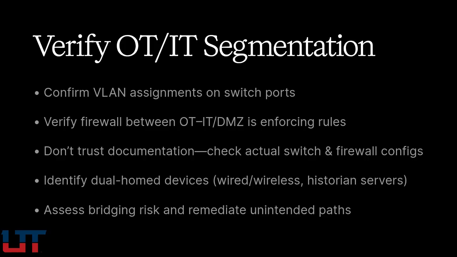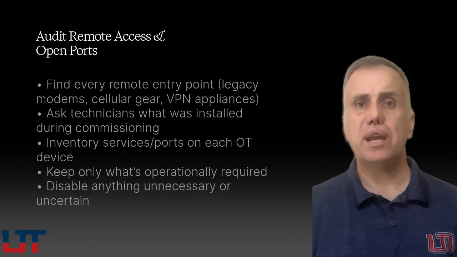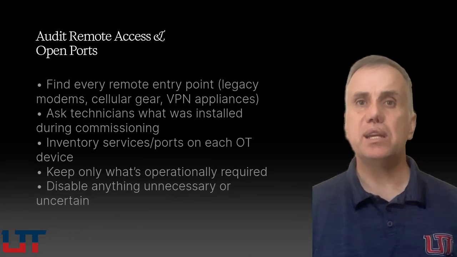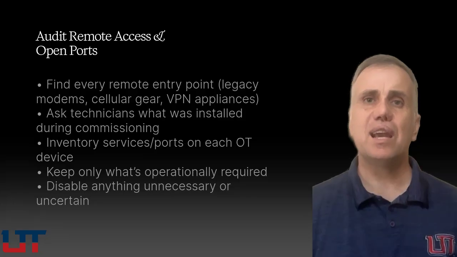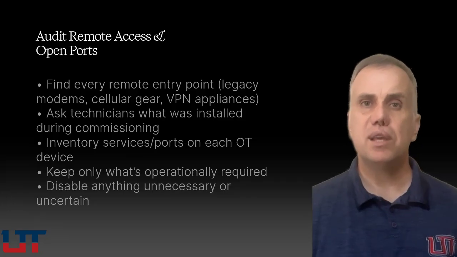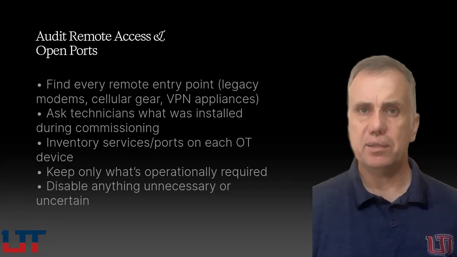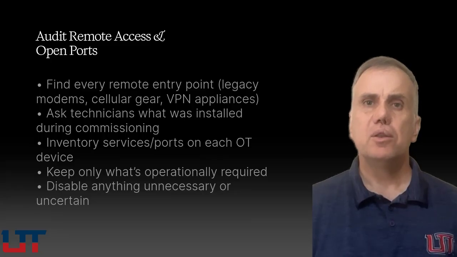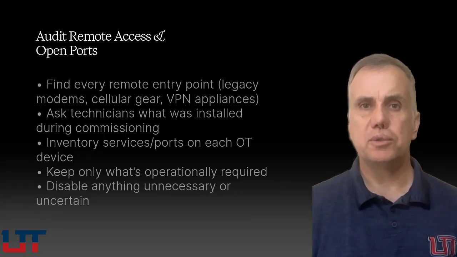Identify every device with more than one active network interface. Check workstations, servers, especially historian servers, and any device with both wired and wireless connectivity. Document the finding. Assess the bridging risk for each case, and remediate the ones that create unintended paths between zones. Audit your remote access paths, including the ones that predate your involvement with the site. Ask site technicians whether any modems, cell devices, or remote access appliances were installed during commissioning. The ones you don't know about are the ones that matter most.